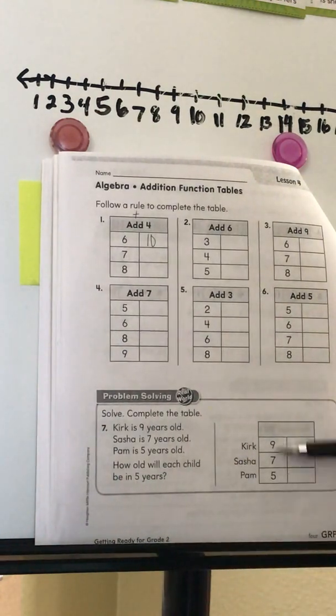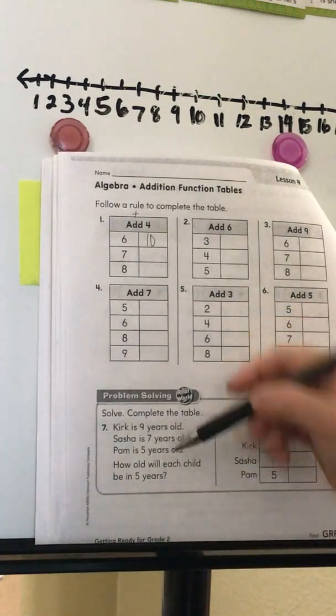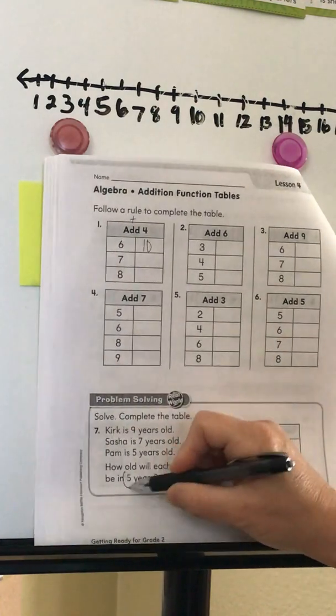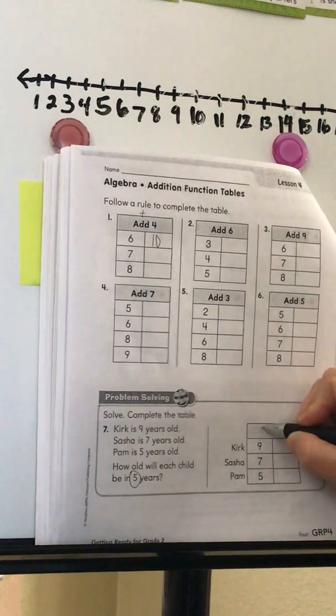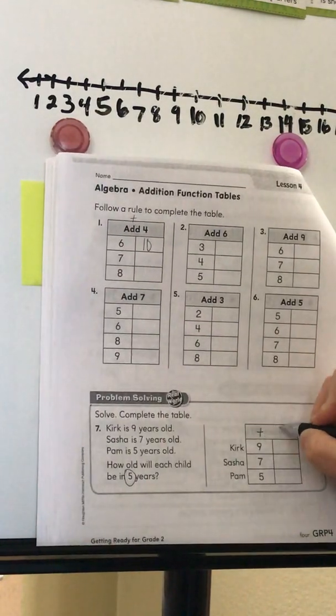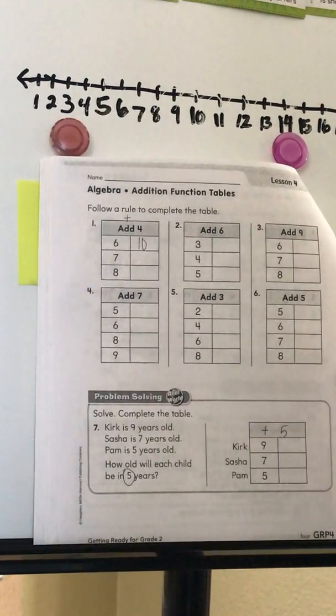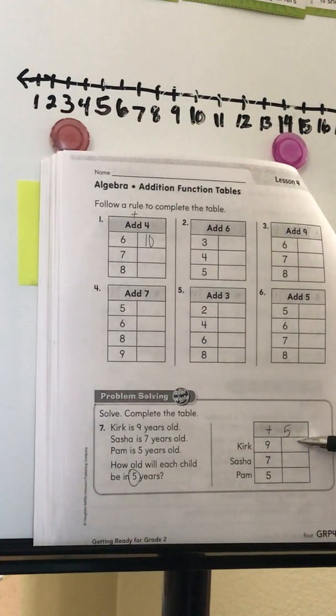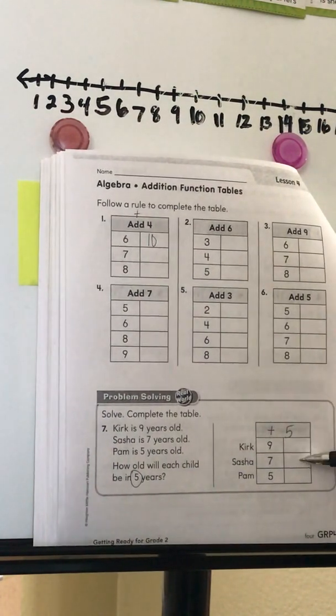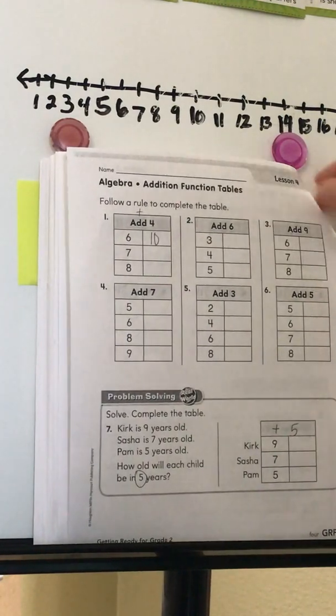So here's their ages, 9, 7, and 5. And the question says, how old will they be in 5 years? That means we need to add 5. So you can either write the word add or just put plus 5. So then you're going to go to your number line, 9 plus 5, write how old Kirk will be in 5 years. 7 plus 5 and 5 plus 5.